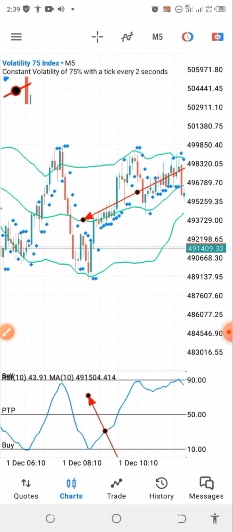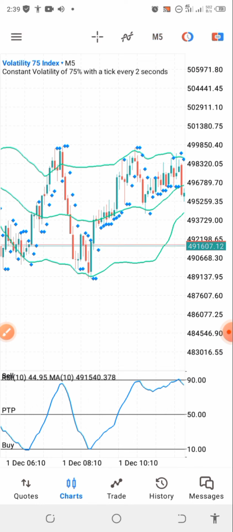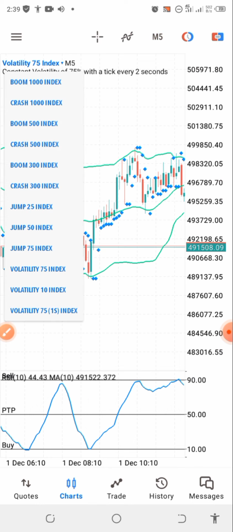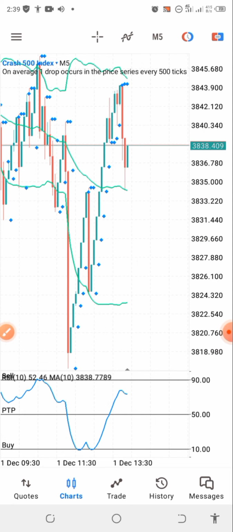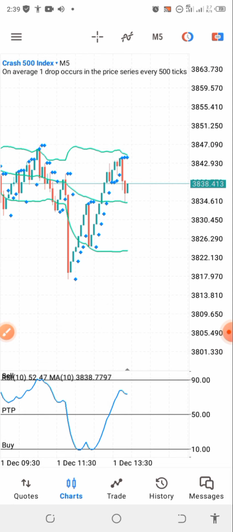So that's that on that. Simple as that. Now let me jump into the crash. So crash, boom and crash, how you guys can use this strategy to trade on boom and crash. I'll be using the crash, which I took trades on it.